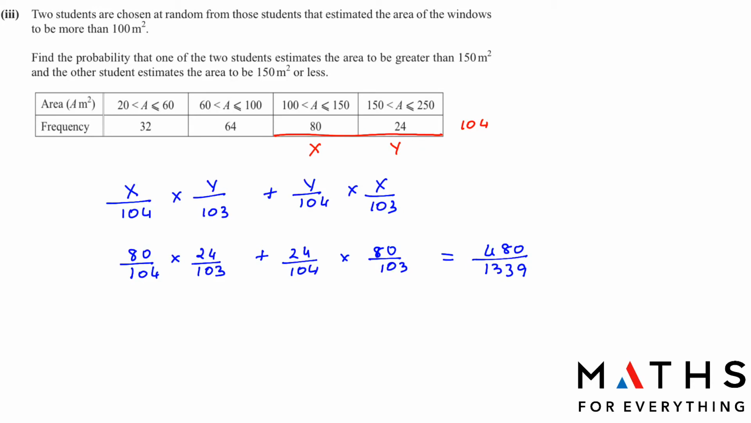So what to remember from here? If the order is not given, you will have to take both the orders. You will have to take XY or it could be YX. And if you are removing one, the total frequency will become one less.